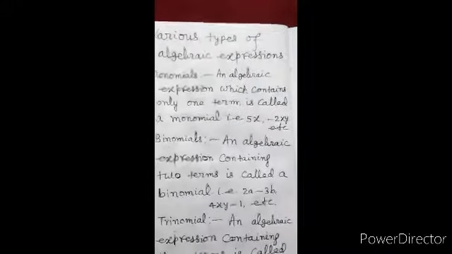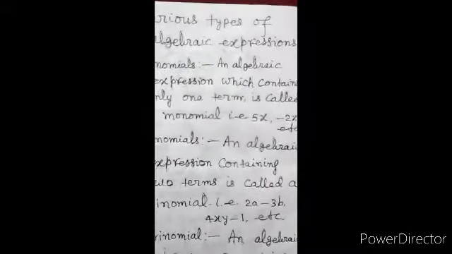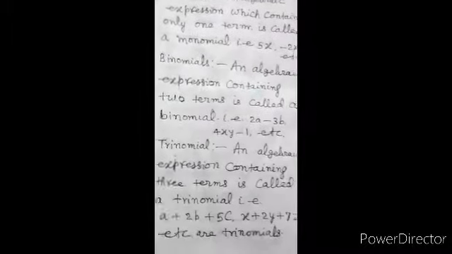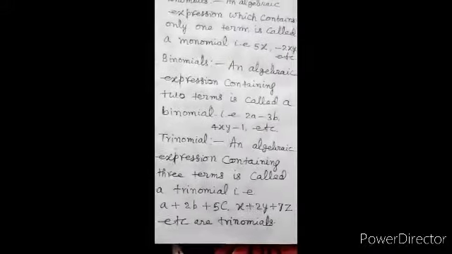Various types of algebraic expressions. Monomials: an algebraic expression which contains only one term is called a monomial, such as 5x, which has only one term, minus 2xy, etc. Binomials: an algebraic expression containing two terms is called a binomial, such as 2a minus 3b, which has two terms, 2a and 3b, 4xy minus 1, etc. Trinomial: an algebraic expression containing three terms is called a trinomial, such as a plus 2b plus 5c, where there are three terms, a, 2b and 5c. x plus 2y plus 7z, etc. are trinomials.